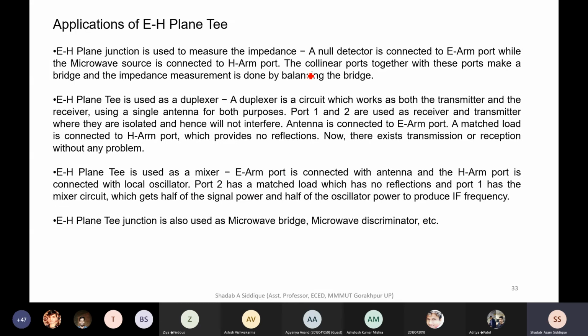So a null detector is connected to the E arm port, and we have the microwave source connected to the H arm port, and the collinear ports together with these ports make a bridge, and the impedance measurement is done by balancing the bridge. So we just balance the bridge, and due to this the collinear ports make a bridge. So it will look like a bridge.